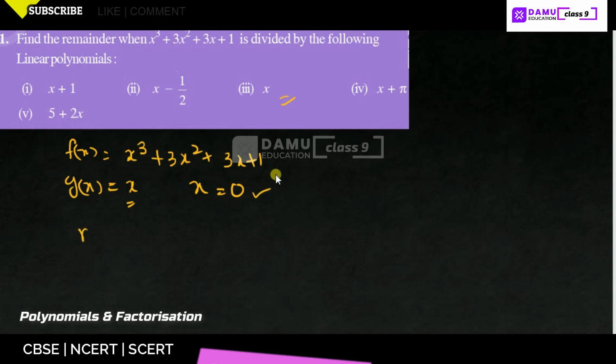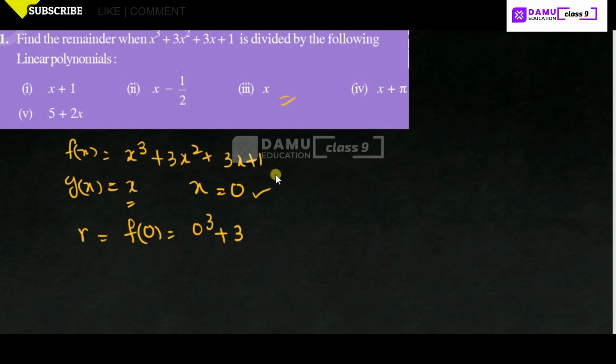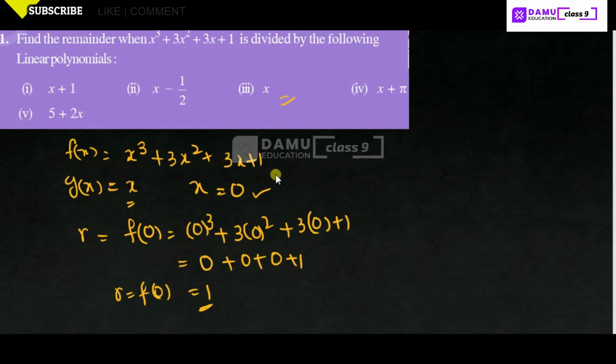Then what is the remainder? The remainder will be equal to f of 0, that is, if you substitute 0 cube plus 3 into 0 square plus 3 into 0 plus 1. So here 0 plus 3 into 0, 0, 0 plus 1. So what is the remainder? The remainder will be equal to 1.